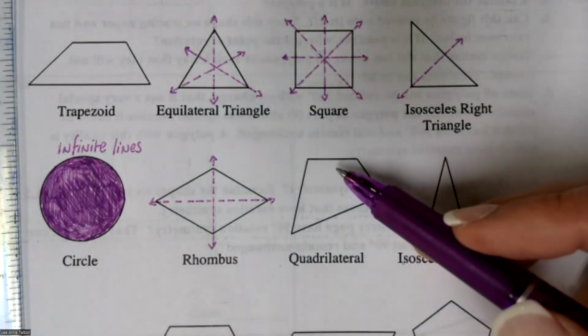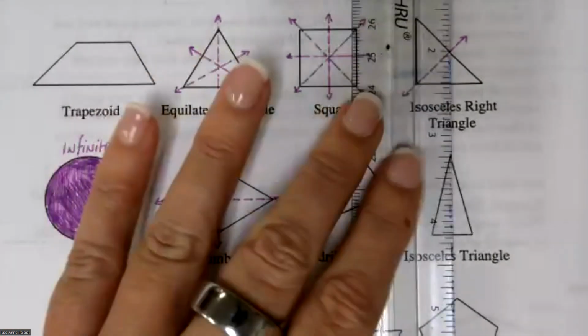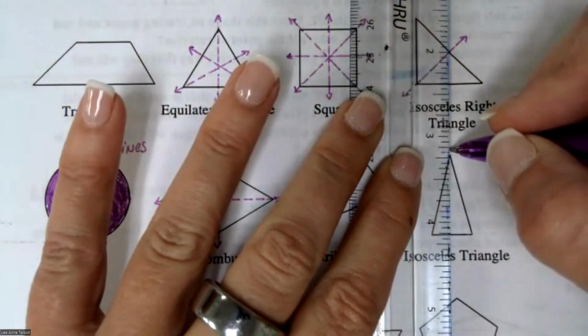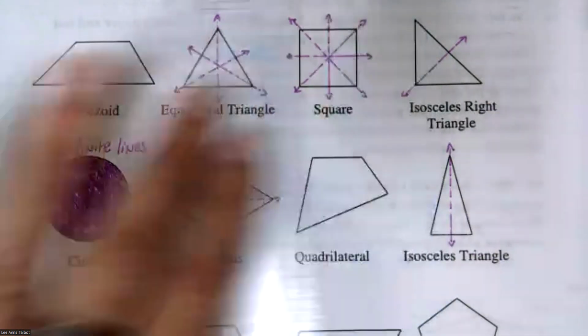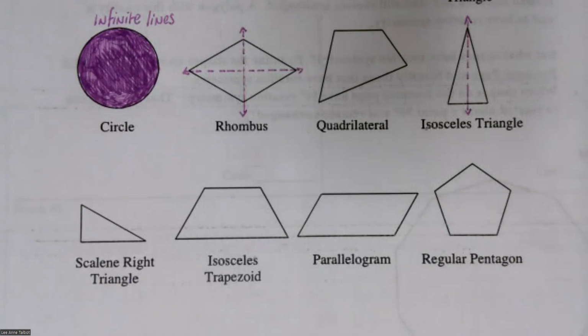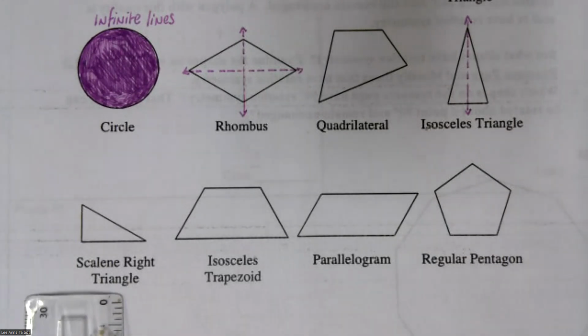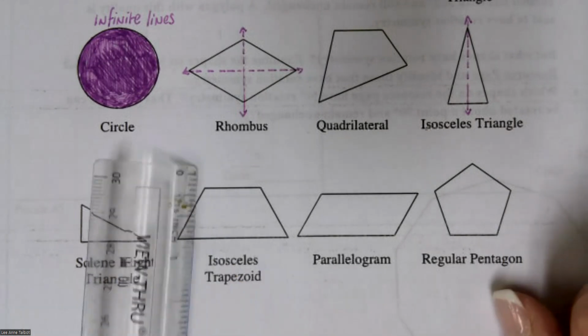What about this janky quadrilateral? Nothing. Isosceles triangle? Just one. Okay. Scalene right triangle? Nothing. Isosceles trapezoid? One.